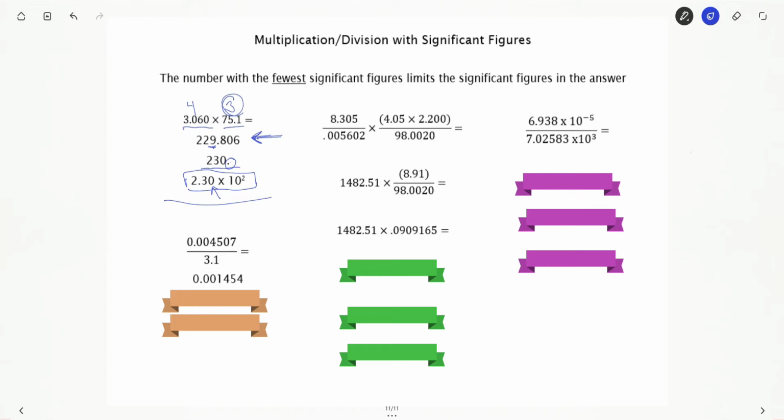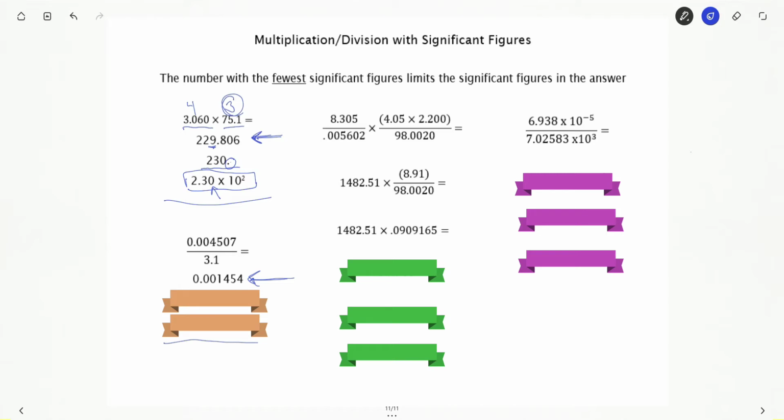Let's go on to our second example down here. So this is just a division problem. Again, I'm only using two numbers just to keep it really simple. Here is the number that my calculator spits out when I put this in. Now again, I'm not going to trust my calculator to give me the correct number of sig figs, even though I do trust it to do the math right.